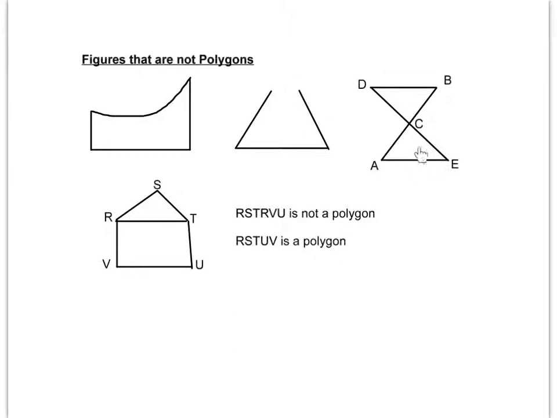This is not simple because it crosses. Two lines cross, so therefore it's not a simple closed figure. It's a closed figure, but it's not simple. This is both a polygon and a knot. The whole thing taken together as RSTRVU is not a polygon because it's not simple. But I could go around right here starting at S: SRSTUV would be an example of a pentagon.